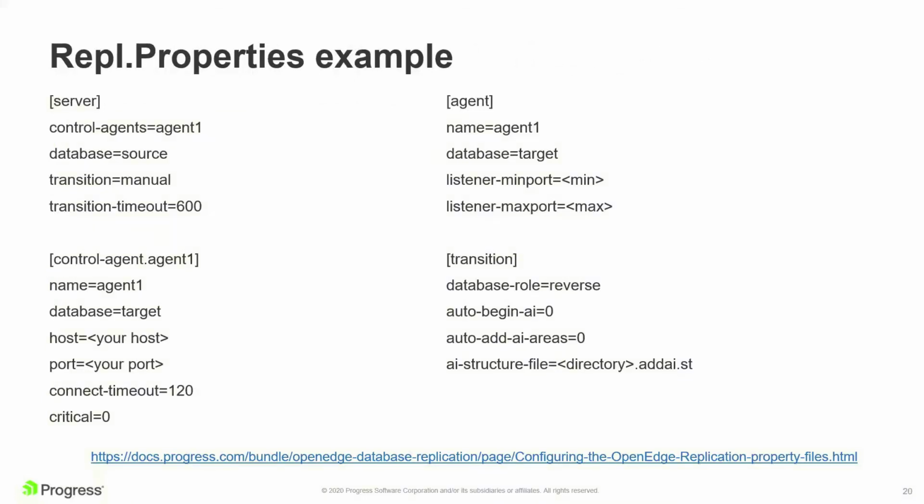You configure the replication setup in a replication properties file. With OpenEdge 12.2, we provide enhanced syntax and consistency checking, which supports you in editing the properties. The documentation provides details and options and guides you in choosing the settings.